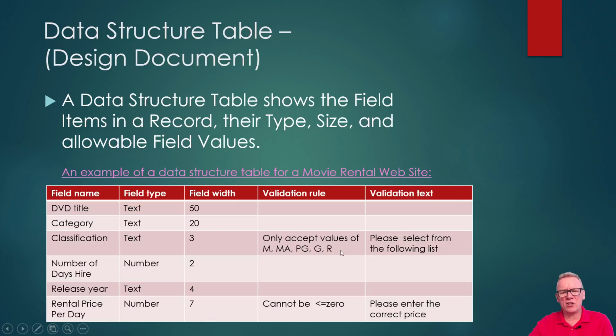And what sort of validation error messages are we going to give if they have made a mistake?